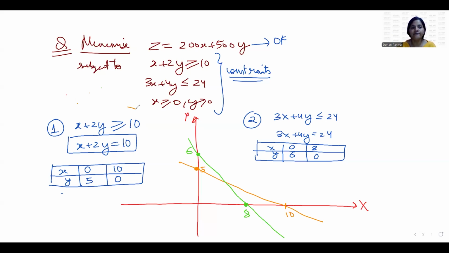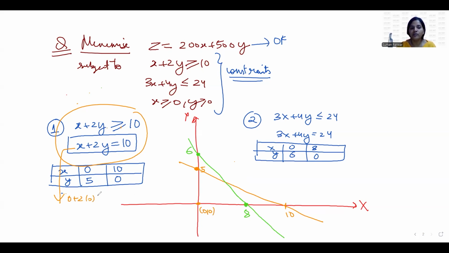So let us look at the first one represented by the yellow line. We want x plus 2y greater than or equal to 10. So how do I know whether I am above the yellow line or below the yellow line? Choose a point of your choice, below the line or above the line. Here 0, 0 is below the line. So let us put 0, 0 in the inequality.